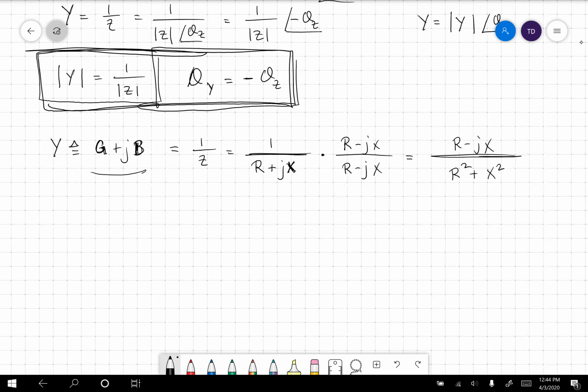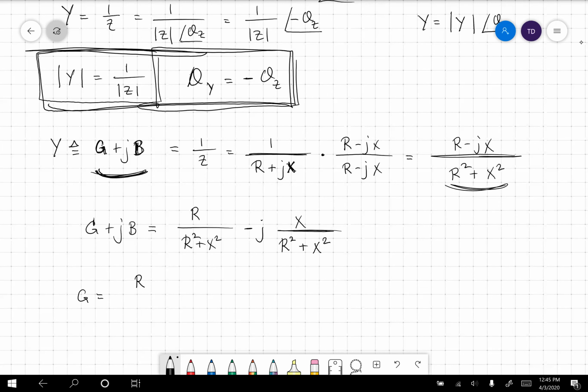If I look at this, I can clearly see the real and the imaginary part. So G plus jB is equal to R divided by R squared plus X squared minus jX over R squared plus X squared. That tells me G is equal to R over R squared plus X squared. And then it tells me that B is equal to minus X over R squared plus X squared. Don't drop the negative sign.